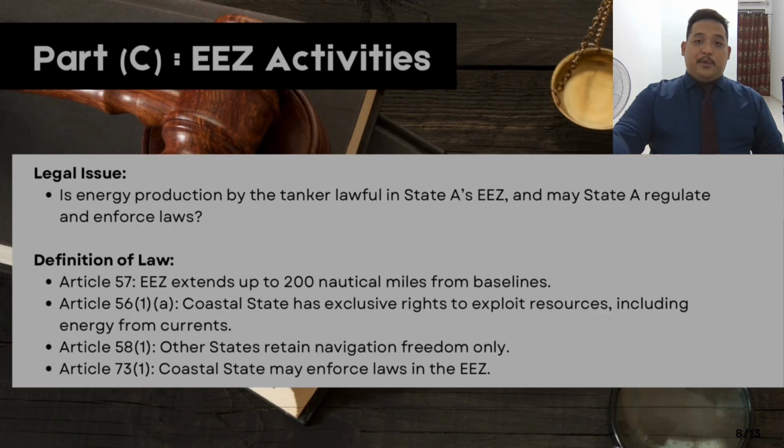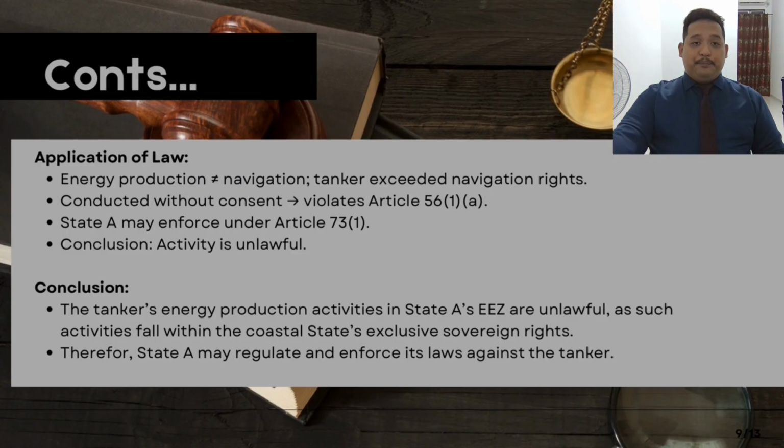Okay, for the next one, while Article 58 Clause 1 preserves the freedom of navigation for other states, it explicitly excludes the right to exploit resources. So the coastal state may retain enforcement authority under Article 73 Clause 1, which allows boarding, inspection, and enforcement of laws related to exclusive economic zone resource management. Okay, let's proceed to the next slide, which is the application of law.